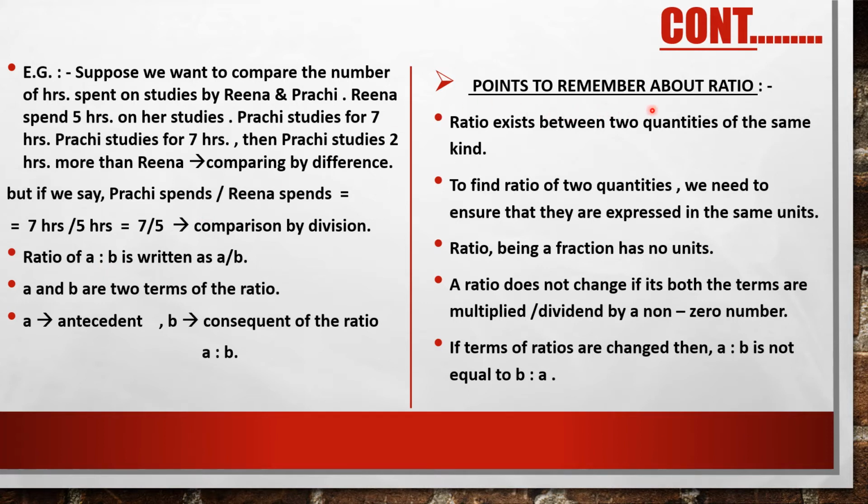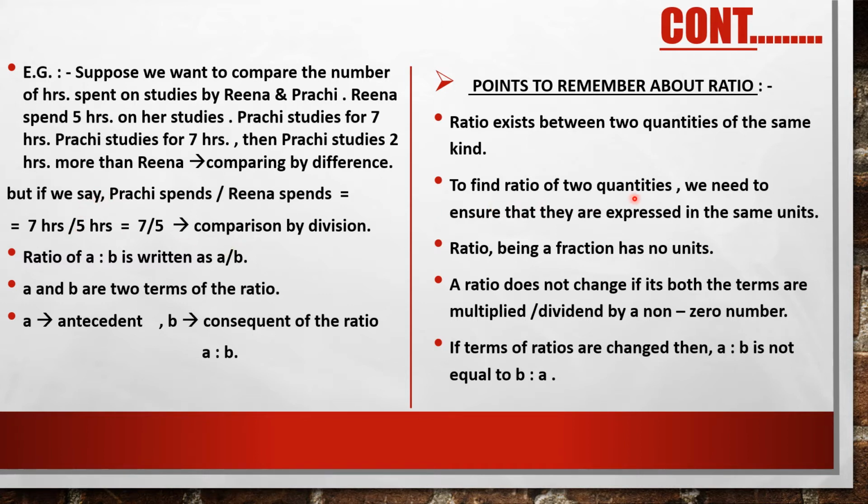Some points to remember about ratio. Point 1. Ratio exists between two quantities of the same kind. As we have learned from this example, we can compare any two quantities if they are of the same kind. Here we are comparing the number of hours spent on studies by Reena and Prachi, and both have the same unit, hours. Hence, we can compare easily by the division process.